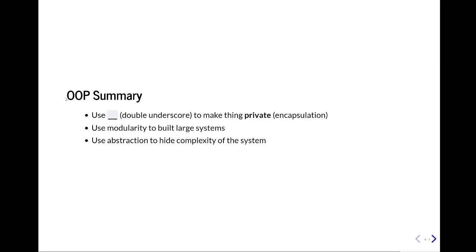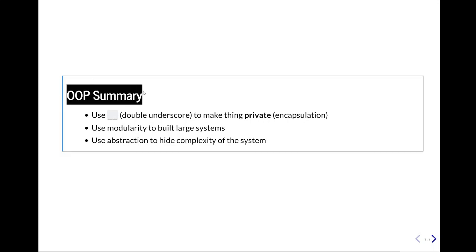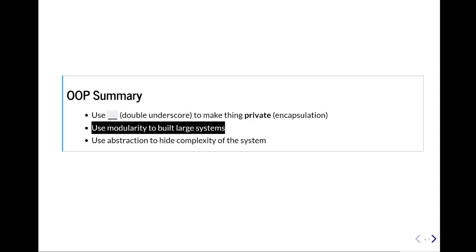So in summation, in this quick lesson, OOP is really helpful. We're going to use the double underscore to say, hey, this is private, do not touch. We'll use a single underscore to say, hey, you can touch this, but don't really monkey around with it. Then we're going to use modularity to help us build our larger systems, and then we're going to use abstraction to hide the complexity of our system, so what we write is easy to use for our end users. All right.